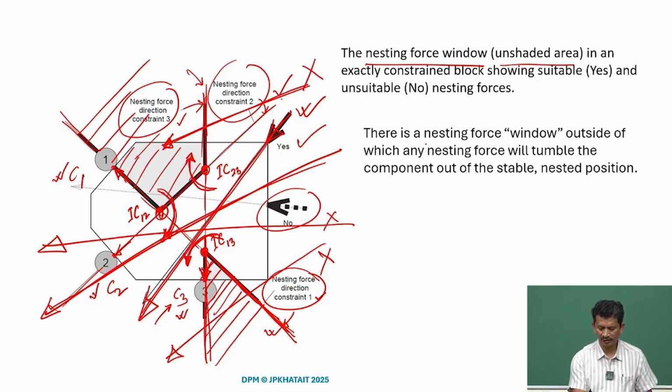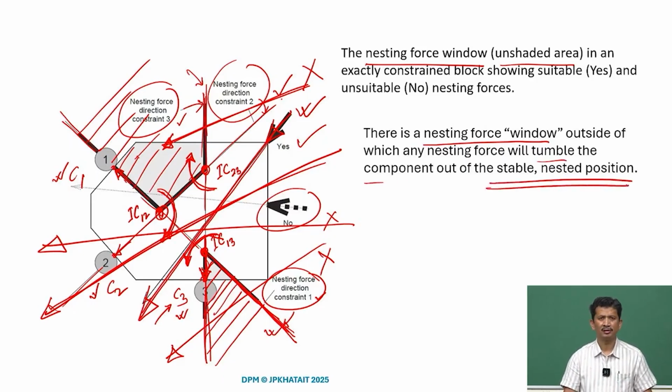So, there is a nesting force window outside which any nesting force will tumble the component out of the stable nesting position. We will not have a stable nested position if the force is passing through the shaded area. We can again take up some examples later and try to understand.